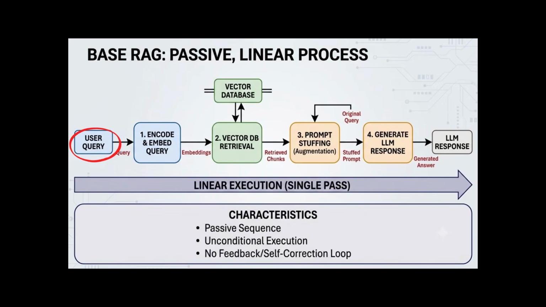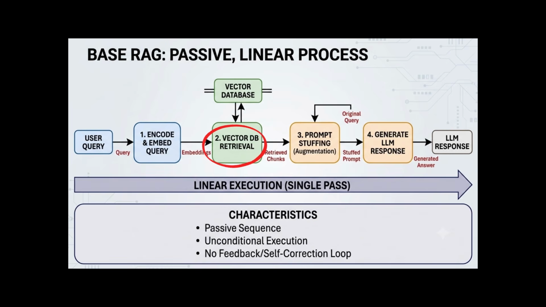The initial question or prompt entered by the user to request information. Point 1. Encode and embed query. Converts the text prompt into numerical vectors, embeddings, that represent the semantic meaning of the search term. Point 2. Vector DB retrieval. Performs a single vector search to pull the top matching document chunks from the vector store based on similarity scores.